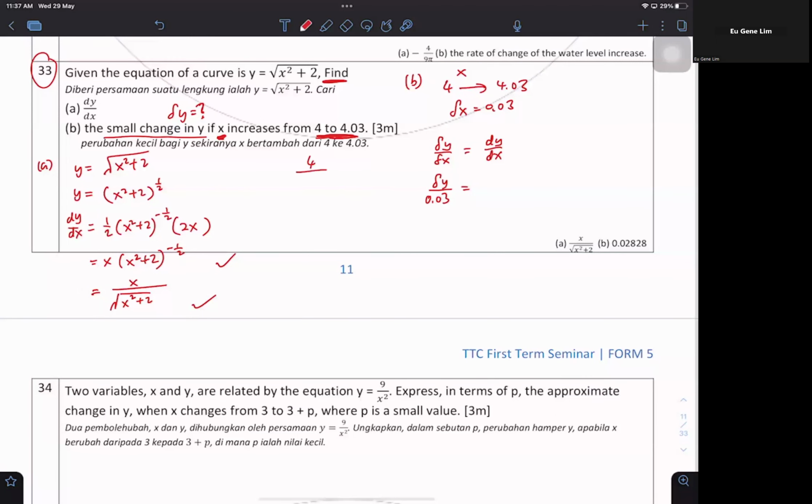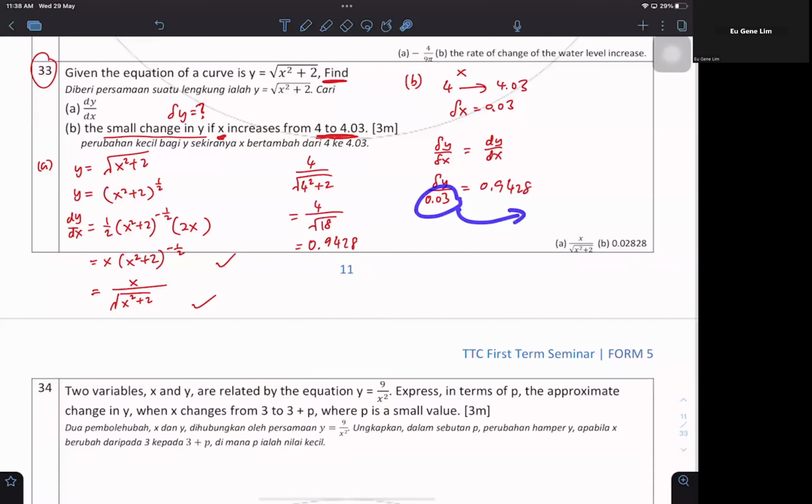So it will be like this: 4 over square root of 4 squared plus 2. Then you go and calculate. The bottom part is what? 4 squared plus 2, 18. So 4 over square root 18, which is decimal. Okay, never mind, can decimal, no problem. 0.9428. So dy/dx is 0.9428.